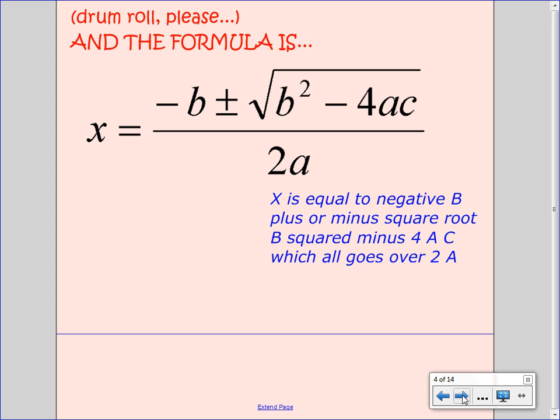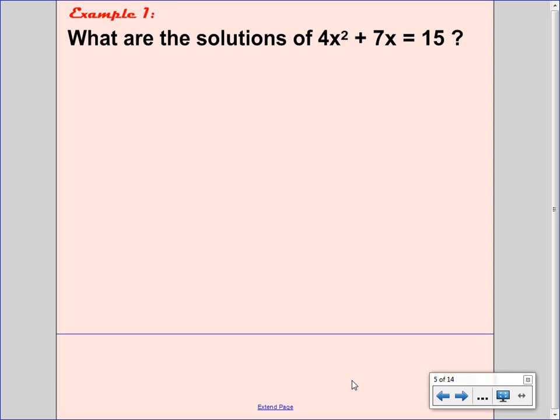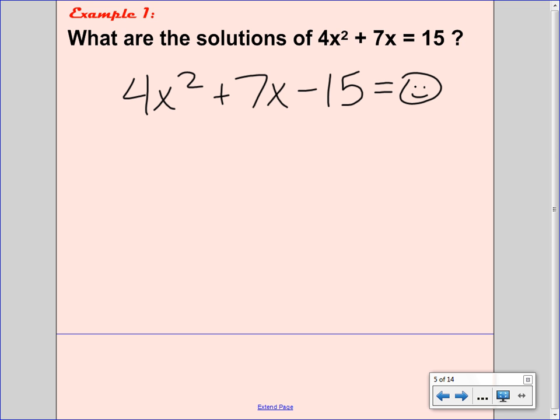All right, we're ready? Okay. Now let's take a look at how this works. If you're going to use this to solve a problem, you have to start from standard form. That's what you did on last night's homework, right? You got it into ax squared plus bx plus c equals 0. Got to start with that. Is that in standard form? Almost. Not quite. 4x squared plus 7x. Okay? Now we're in standard form.